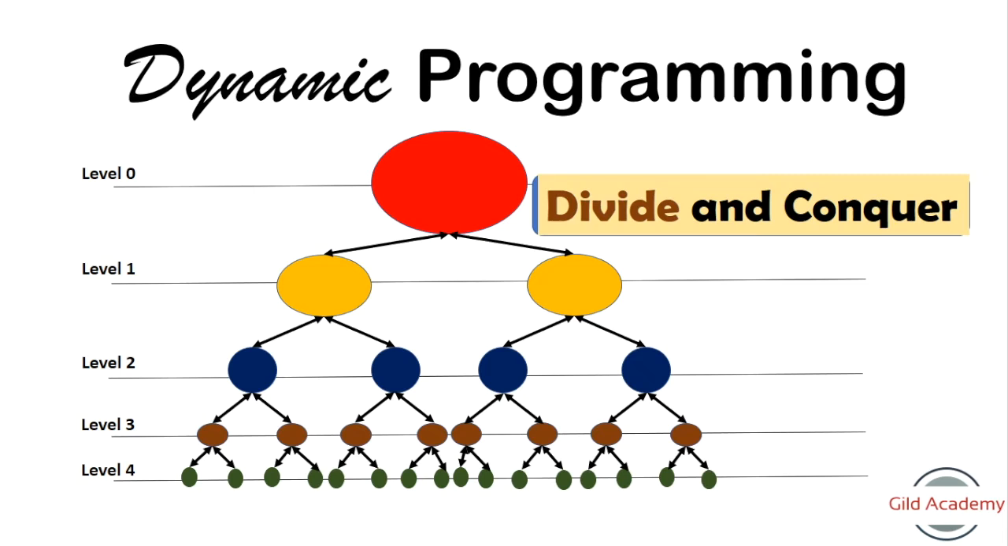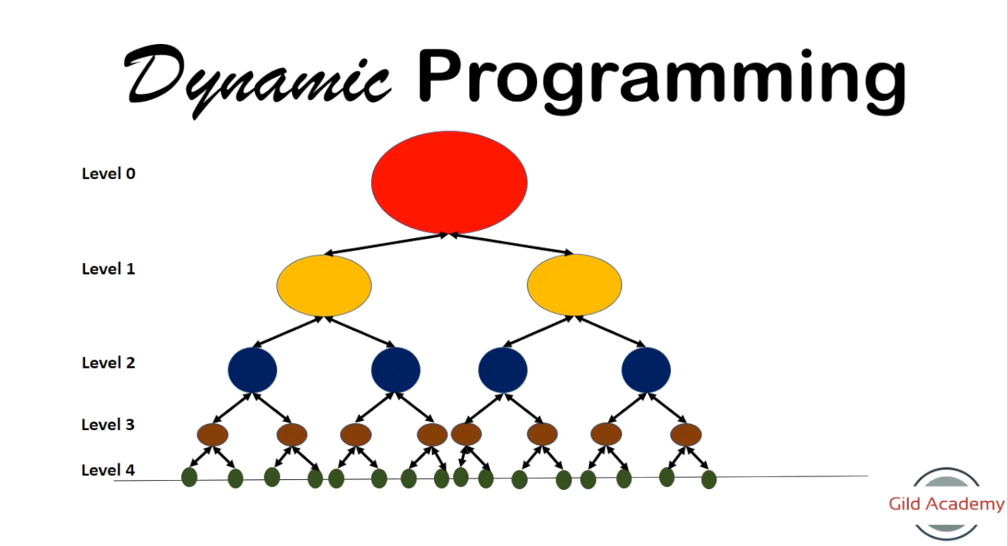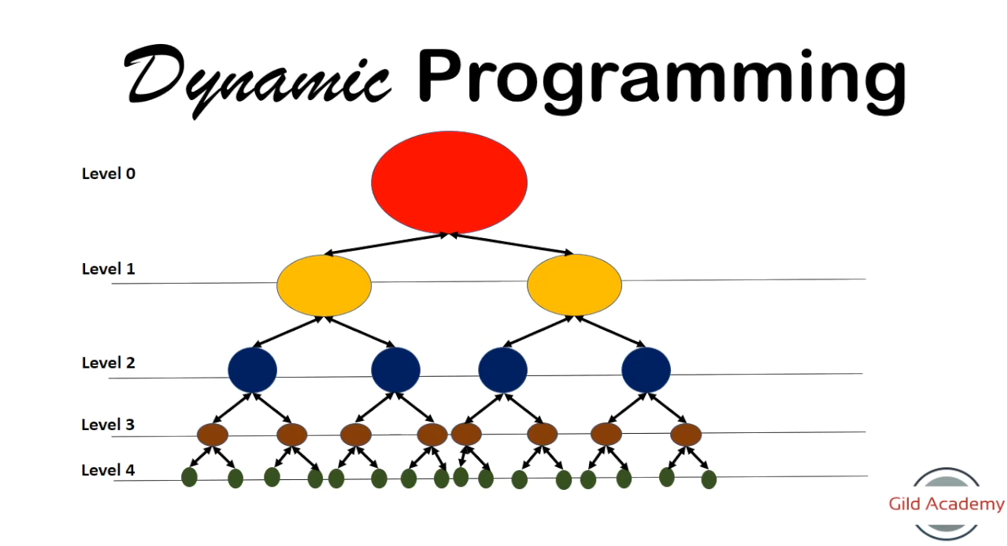But there is a very important observation to be made in this kind of a hierarchical representation of problem and subproblems when we use divide and conquer technique. And the observation is that the subproblems at a lower level have exactly one parent subproblem at the higher level. So all the subproblems at level 3 have exactly one parent subproblem at level 2, and all the subproblems at level 1 have exactly one parent subproblem, and that is the actual problem. But this might not be the case every time.